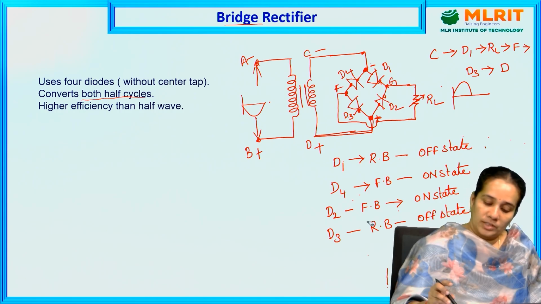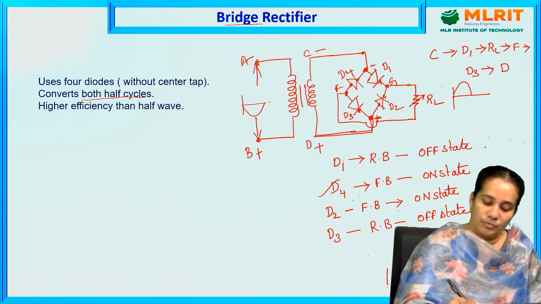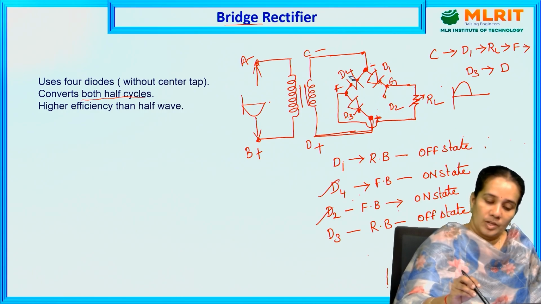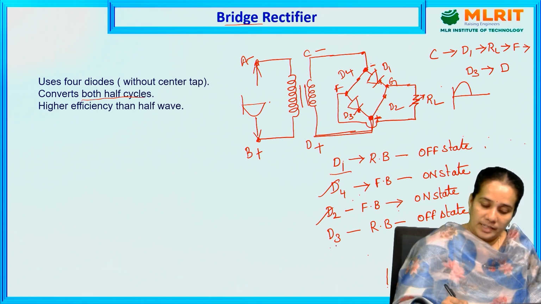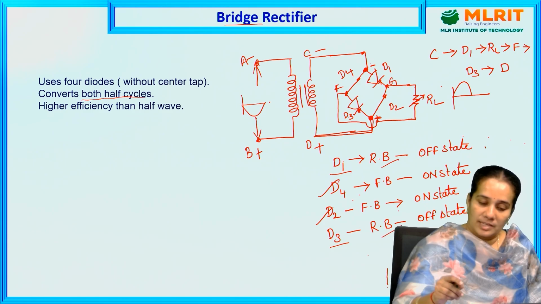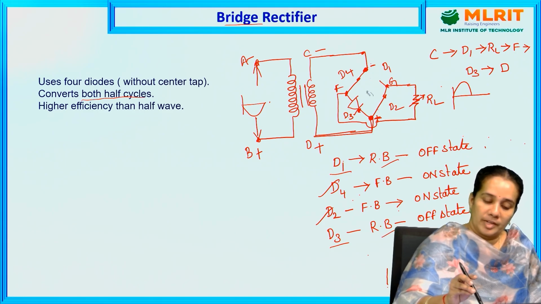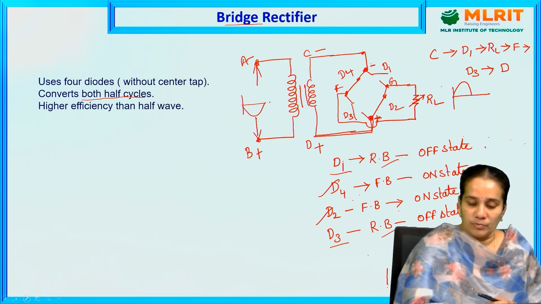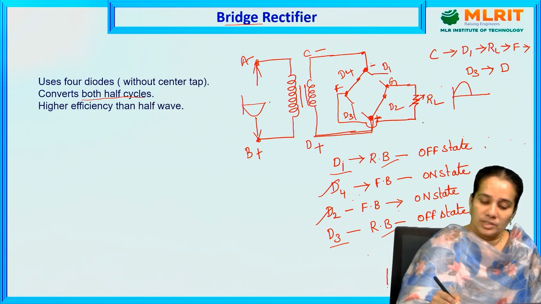So now what diodes are in forward bias? D4 and D2. So D4 and D2 will become a closed circuit. And D1 and D3 enter into the reverse bias. So during the reverse bias, it becomes open. So what is the current flow here?